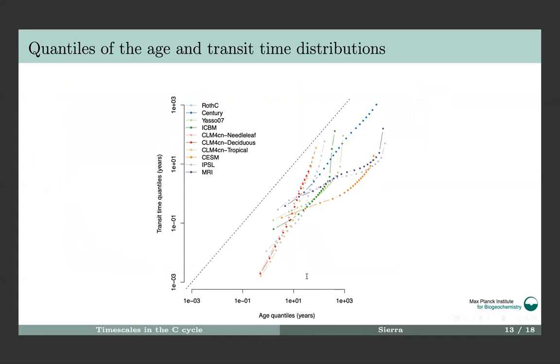When we look at quantiles of the distributions and we plot the age quantiles versus the transit time quantiles, we see that we are always below the 1-to-1 line. Here, each of these lines is a different model. On the left, we have the 5% quantiles, and to the right, the 95% quantiles. In all cases, we are always below the 1-to-1 line. That means that the transit times are always younger than the ages.